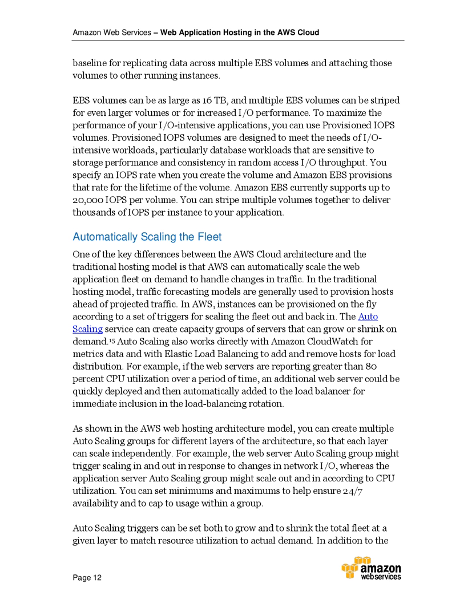As shown in the AWS web hosting architecture model, you can create multiple auto-scaling groups for different layers of the architecture, so that each layer can scale independently. For example, the web server auto-scaling group might trigger scaling in and out in response to changes in network I/O, whereas the application server auto-scaling group might scale out and in according to CPU utilization.